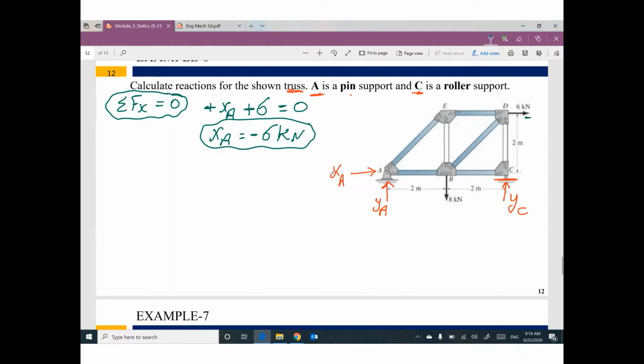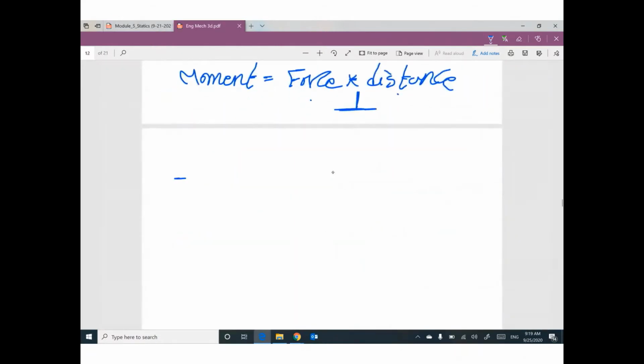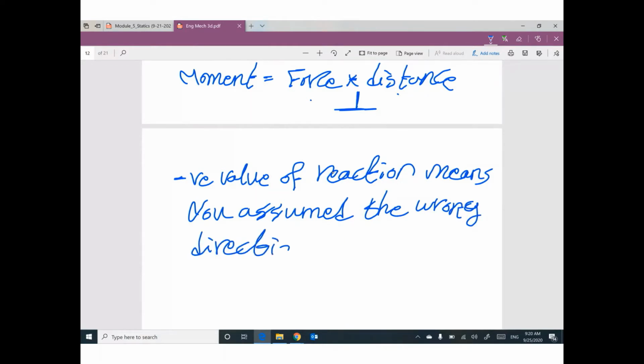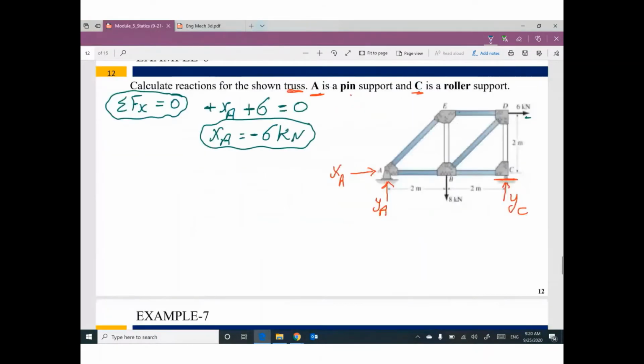Negative value of reactions means you assumed the wrong direction. Take it easy. You assumed the wrong direction. What did you assume for XA? I assumed it to go to right. Your assumption is wrong. This reaction must be going to left.